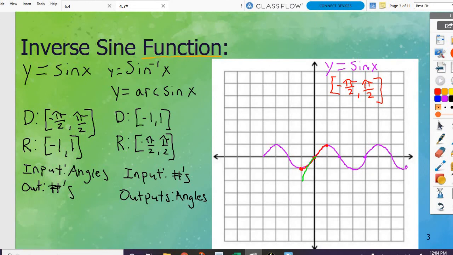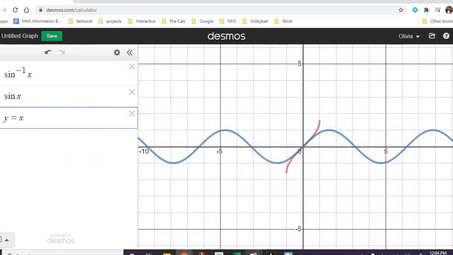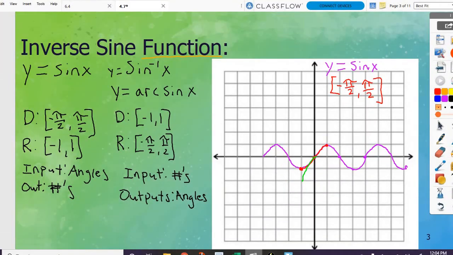So if I graph that, pretending that my graph is nice and pretty, it looks something kind of like that. But again, we don't have time to graph. Okay, questions on that?